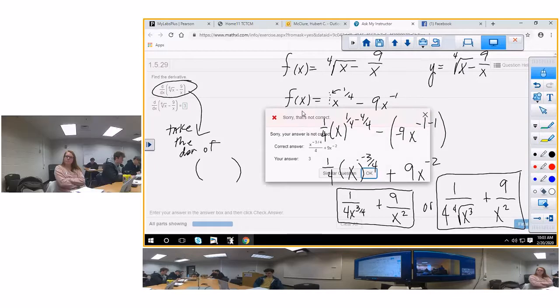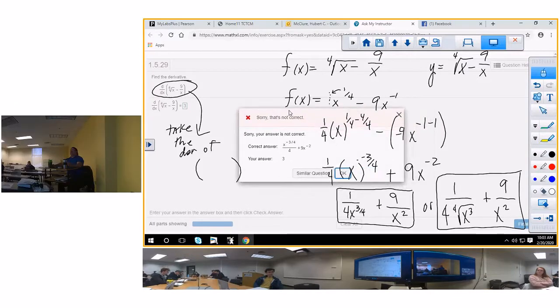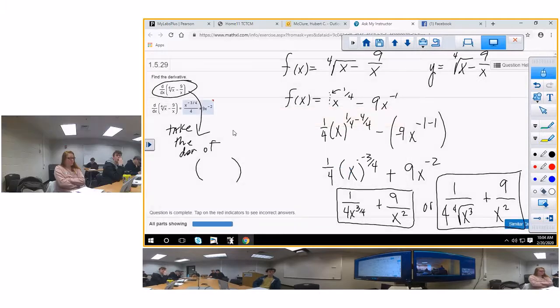Okay, what did they do? Heck, they didn't even take it that far. They got x to the negative 3/4 over 4, which is right here, plus 9x to the negative 2. Golly, they don't even want you to finish it. They just want you to barely start it. So anyway, that's the answer. So I'll take either of those answers, but that is not the answer most teachers would want. Make sure you make a note of that. Good test question.